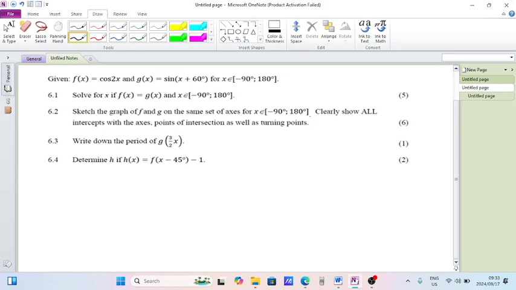Right, let's solve the first one quickly and see what we can get.